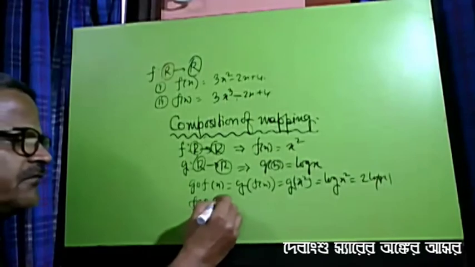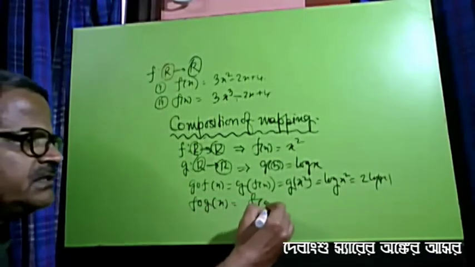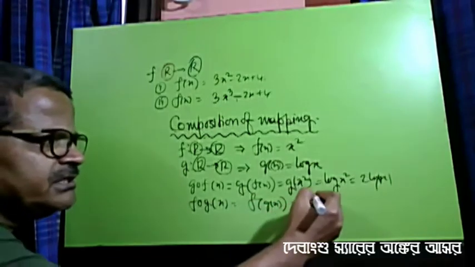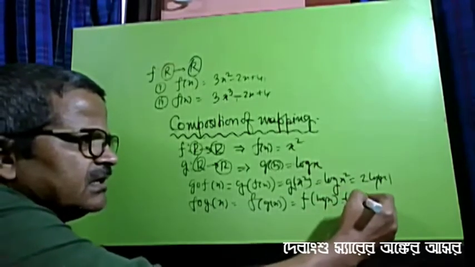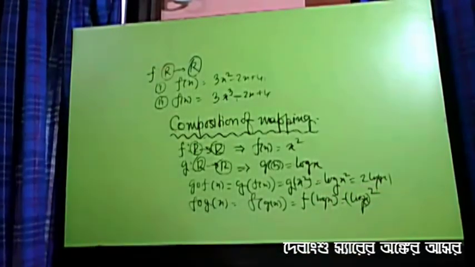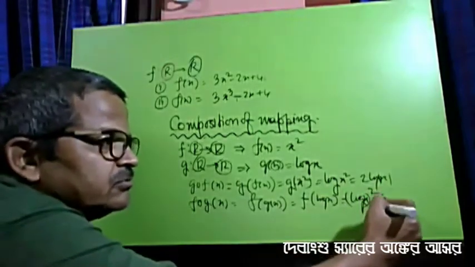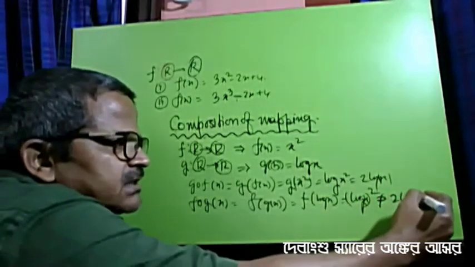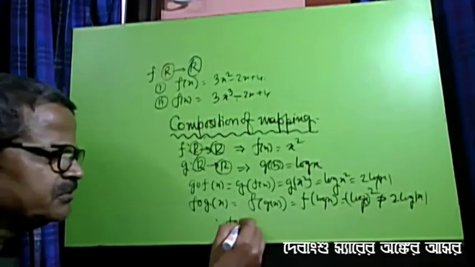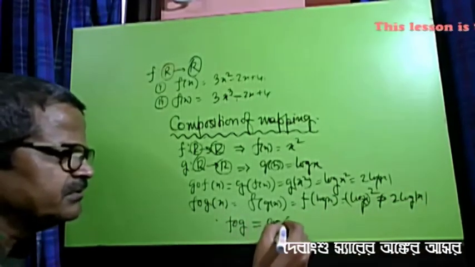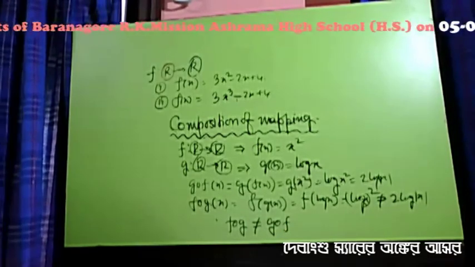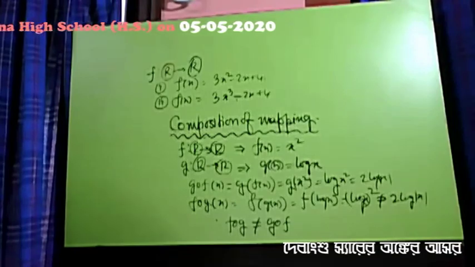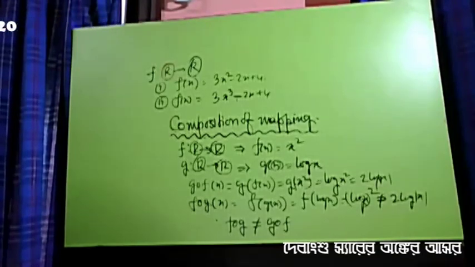F compose G of x. So F of Gx is log x, so it is log x squared. It is not equal to 2 log mod x. Hence, F compose G is not equal to G compose F. So these two examples establish that F compose G and G compose F may be equal and may not be equal.